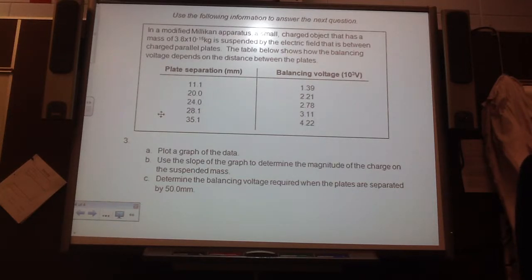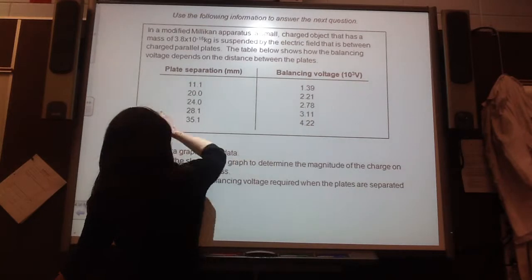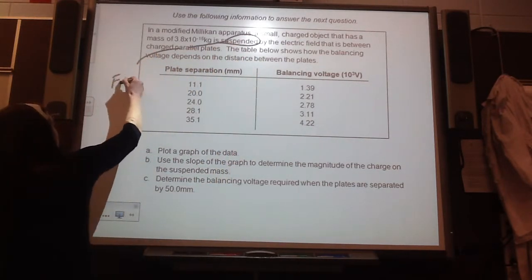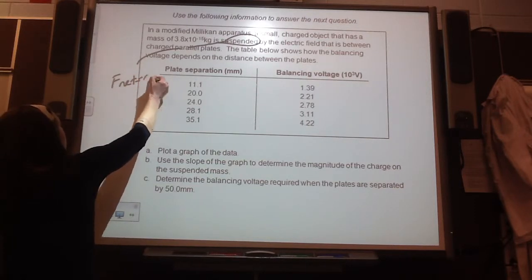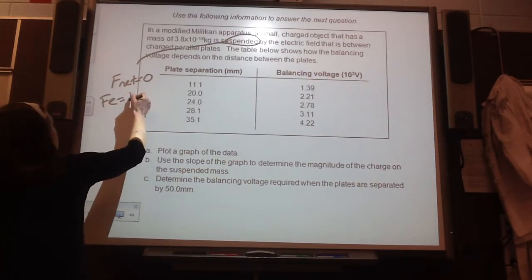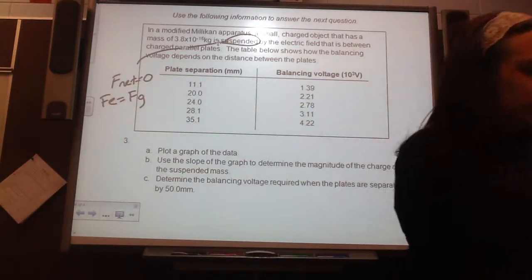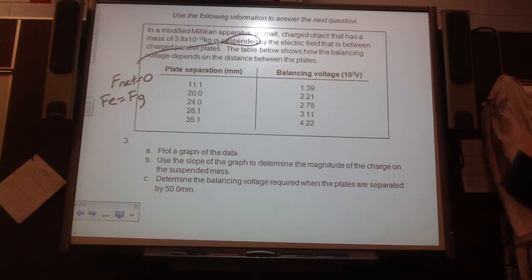In a modified Millikan apparatus, a small charged object has a mass of 3.8 times 10 to the negative 15 kilograms. It's suspended by the electrical field. So what do we know about an object being suspended in parallel plates? Yeah, our F net is equal to 0. So then FE, we can assume, is equal to FG. So we can use that information about mass for FE, if we had to at some point, for the electrical field between charged parallel plates.